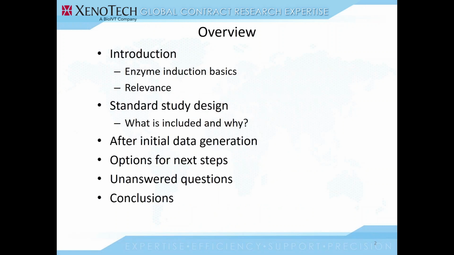We'll start out by very briefly talking about enzyme induction basics. I'm really not going to spend much time on that at all, because I'd like to focus on the questions that we get from clients and from competitors and from other colleagues for the majority of the time. Then we'll move into standard study design and what we do with the data once we've got it, and then spend a little bit of time on questions that didn't really fit easily anywhere else, but that we get asked quite often.